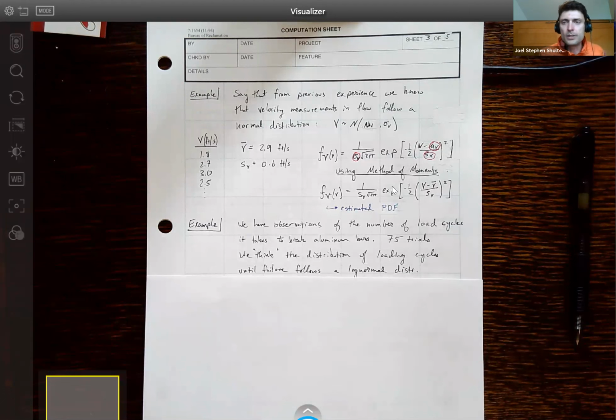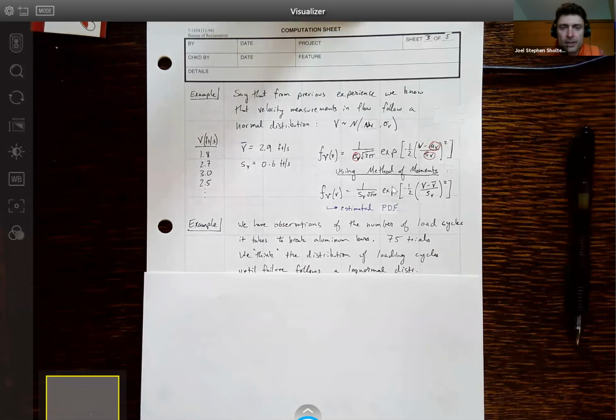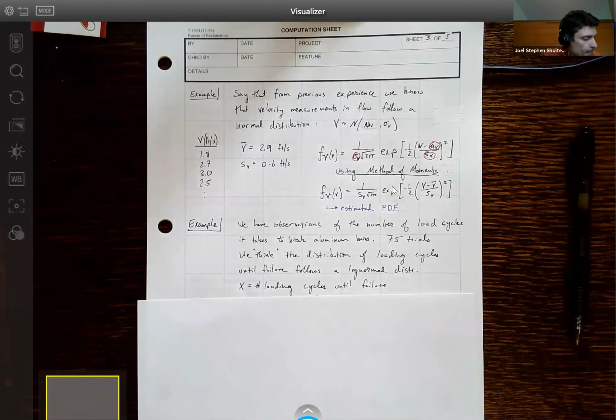So let's do a log normal distribution example, a little more complicated. We have observations of the number of load cycles it takes to break an aluminum bar. We've got this aluminum bar. The machine that it goes into is going to experience loading. So we do 75 trials, simulating the load that it would receive under normal operations. All right, so we think that this loading cycle until failure, the number of cycles it takes until it fails, follows a log normal distribution for this particular kind of situation.